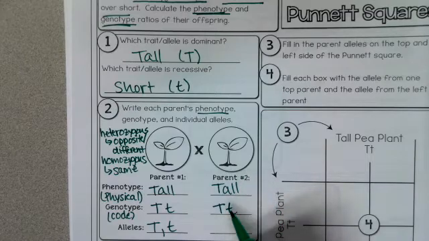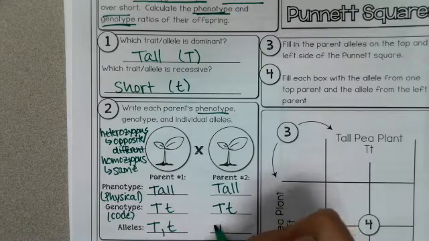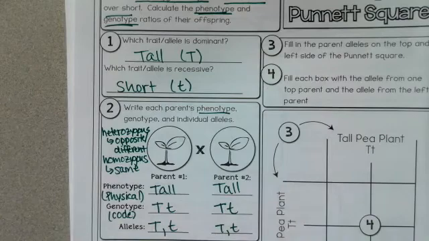And again, because parent number two basically has that same exact genotype, we can do just about the same for the alleles. They both are going to be able to provide either a dominant allele or a recessive allele to their babies.